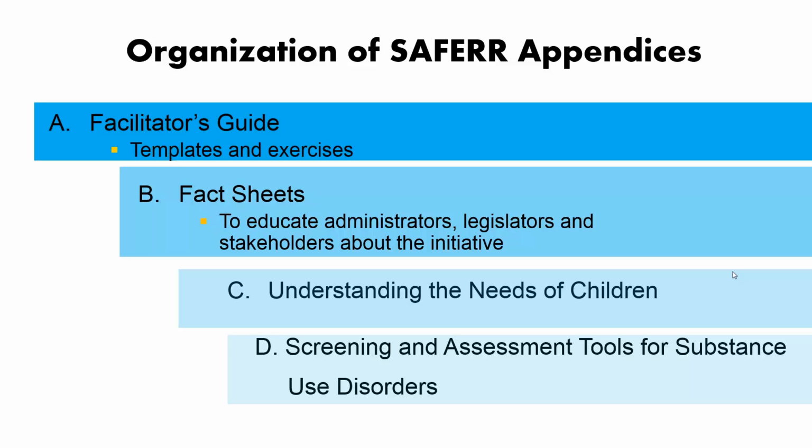And understanding what that means in terms of the needs of children, how the substance use disorder affects parenting and child safety, as well as potentially the prenatal exposure for the child, neurodevelopmental complications that the child may have, other factors that need to be put in place to understand the needs of the children themselves. Then there is a lengthy appendix, which are actually the screening and assessment tools for substance use disorders.